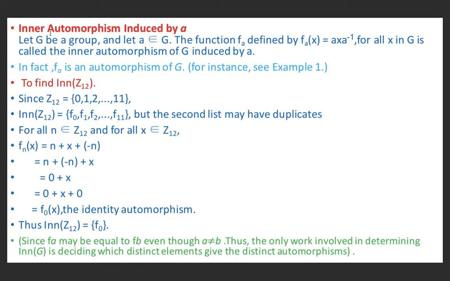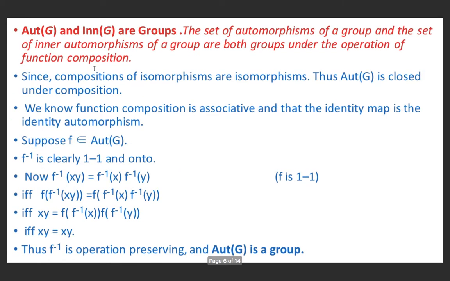Now, inner automorphism, the automorphism induced by a, let G be a group. This we have done. So now, automorphisms and inner automorphisms are groups. The set of automorphisms of a group and the set of inner automorphisms of a group are both groups under the operation of function composition.